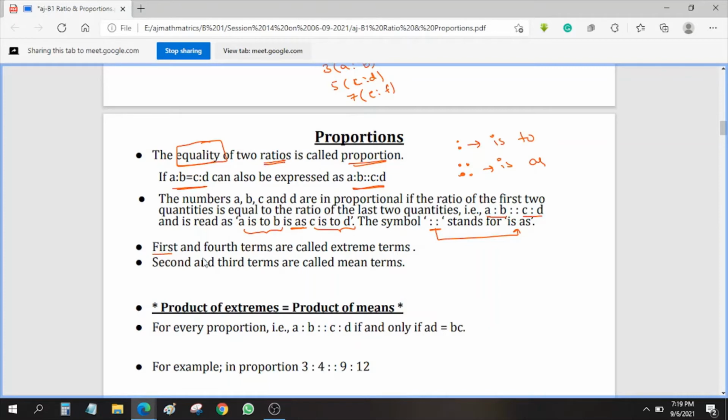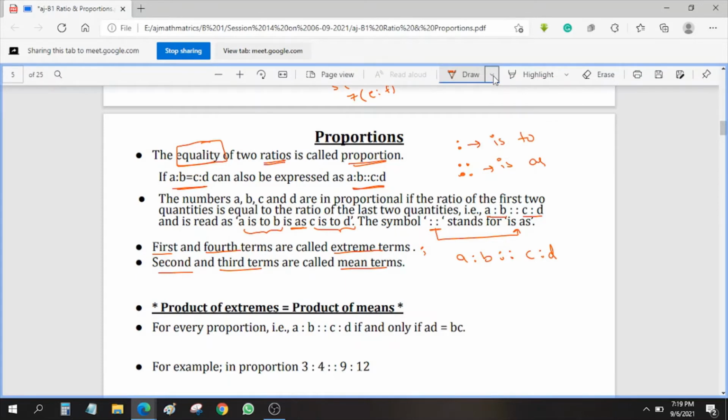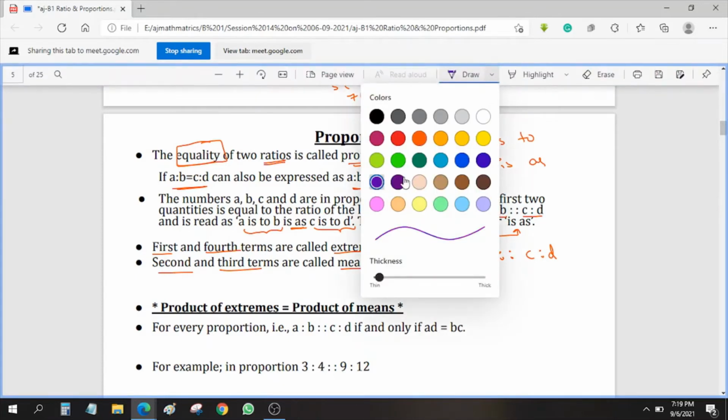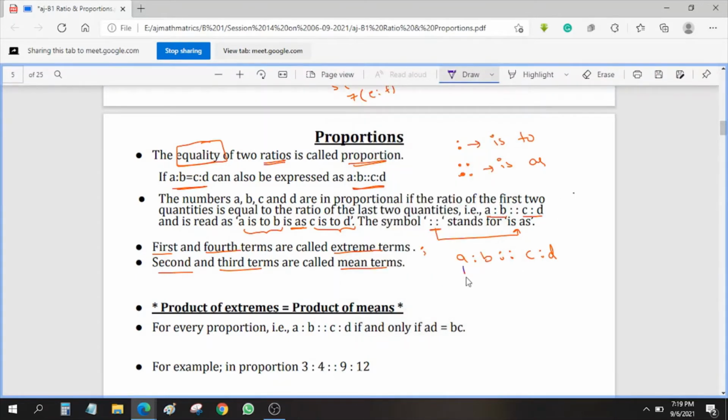Now the first and fourth terms we call extreme terms, because they are the outside terms. Extreme means outside. And the second and third we call mean terms. So what are the extreme terms? If you take A is to B as C is to D, the first and fourth are the extreme terms, which are A and D.